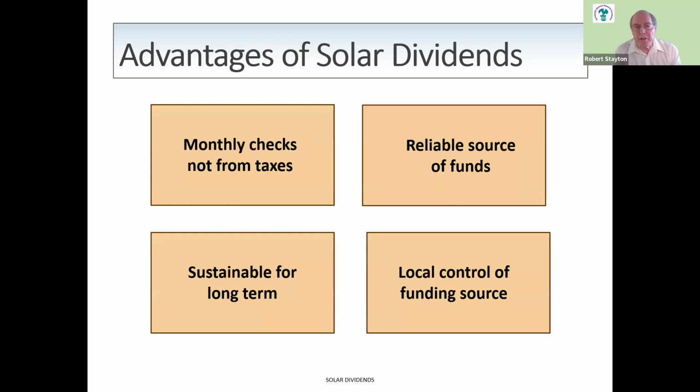Using solar dividends for guaranteed incomes has many advantages. The money source is not from taxes, so the whole fight over raising and spending taxes is avoided. The solar revenue stream is steady and reliable when it's averaged over several years of solar performance. The revenue stream is sustainable because solar energy is unending and the panels themselves last for decades. And the funding source is local to the community, so control of it is entirely local.